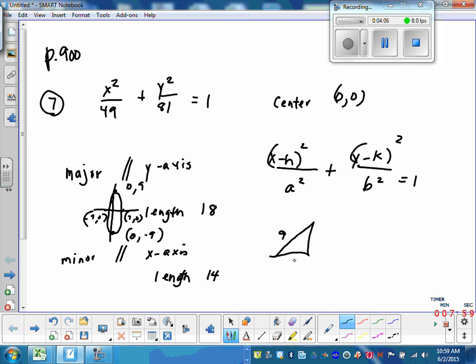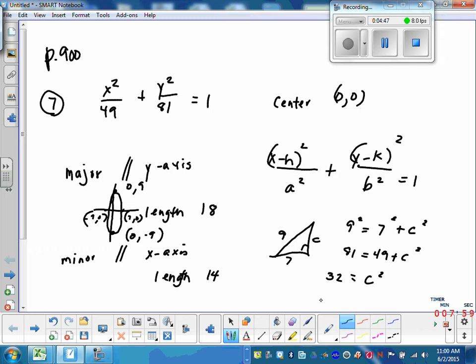So this is going to be a 7, and we have to figure out what this is, and that's going to be our foci. So 9 squared equals 7 squared plus C squared. So 81 equals 49 plus C squared. And notice these are the numbers that we have up here. So they should start to look familiar. So what is 81 minus 49? So we have 32. So C squared is 32.